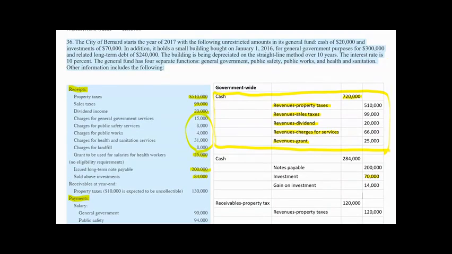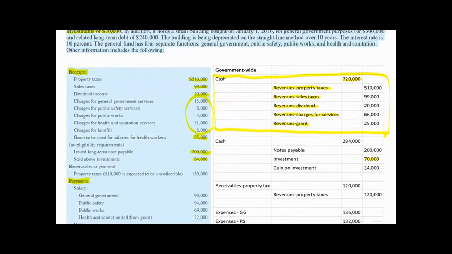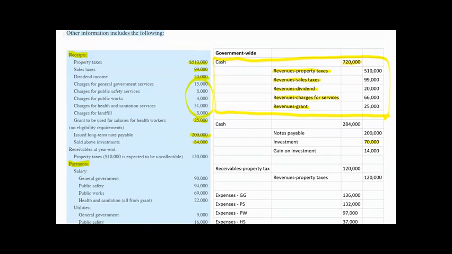The city of Bernard starts the year 2017 with the following unrestricted amounts in its general fund: cash 20,000 and investment of 70,000, which means that the investment has a 70,000 beginning balance, and then they sold it at 84,000, which means they sold it at a higher price. So for this appreciation, that is the gain on investment, 14,000. The total cash from these two transactions is 284,000, 200,000 from notes payable, and then 84,000 from the proceeds of the investment.